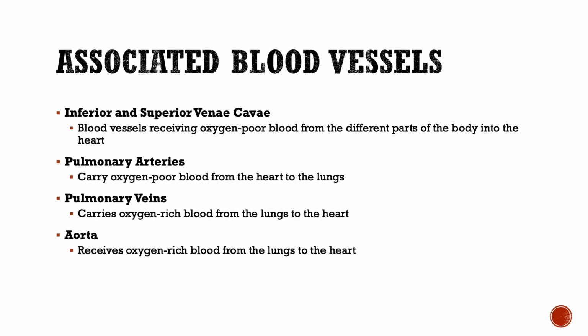These are the associated blood vessels of the pulmonary and systemic circulations. The inferior and superior vena cava receive oxygen poor blood from the different parts of the body into the heart. The pulmonary arteries carry oxygen poor blood from the heart to the lungs. After gas exchange, oxygen rich blood is carried by the pulmonary veins from the lungs to the heart. Lastly, the aorta receives the oxygen-rich blood from the pulmonary veins.